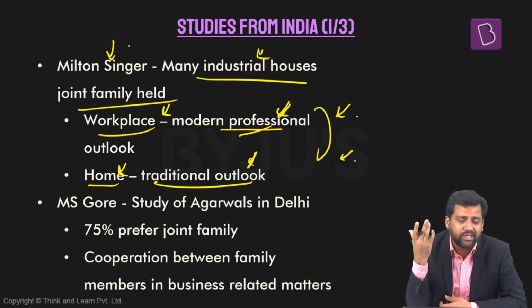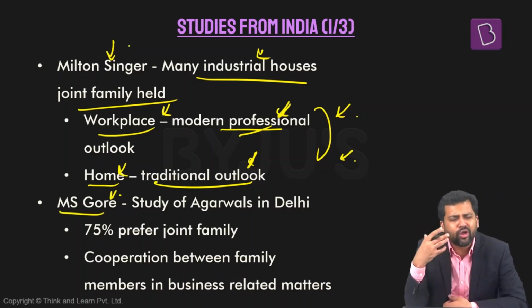Again, it's on the basis of age or it's on the basis of sex. So there's a divergence in many of these industrial houses. That's what we find out. M.S. Gore also has similar kinds of observations.